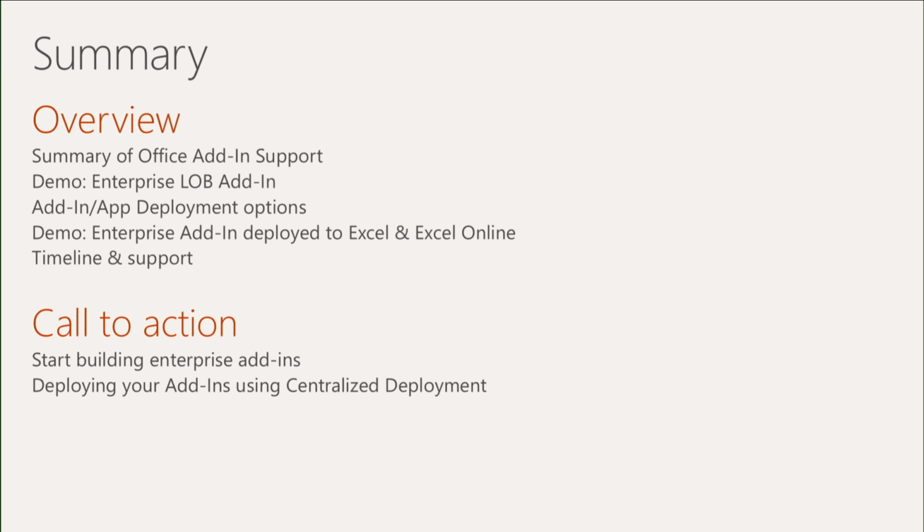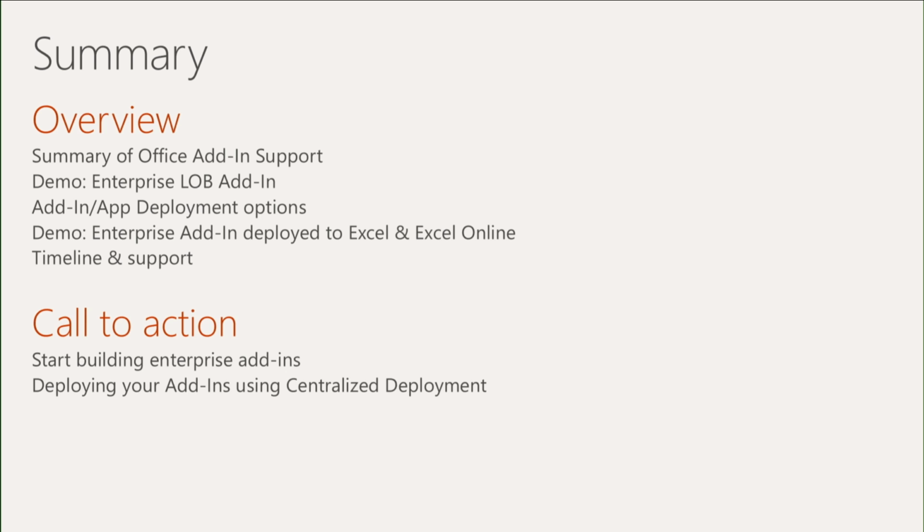I'm going to talk through the options of Office 365 add-ins and apps and how to deploy them. Then I'm going to go into a demo of a new feature that we have. It's currently in preview, called Centralized Deployment. I'm going to show that working both in Excel and in Excel Online, which is functionality that we hope to have released fairly soon. Then I'm going to go into timeline and support for that as well.